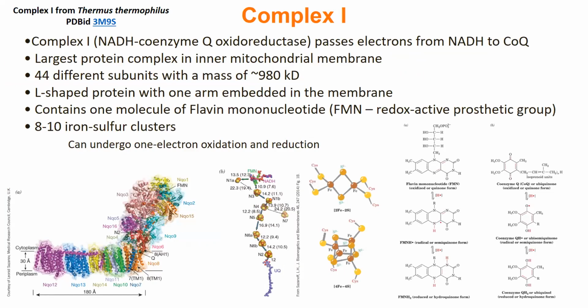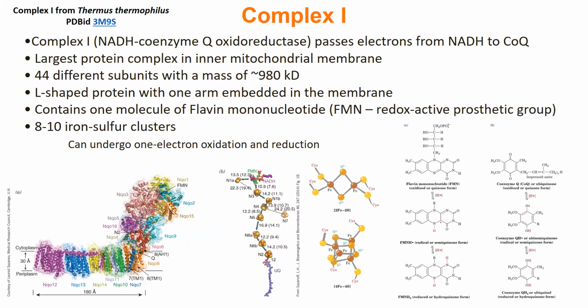So the last thing we're going to talk about today is we're just going to look at complex 1 to begin with. So remember, there are 4 complexes. Complex 1 is also known as NADH coenzyme Q oxidoreductase. So you can see why complex 1 is way easier to say. Here, we're taking electrons from NADH and we're passing them to coenzyme Q.